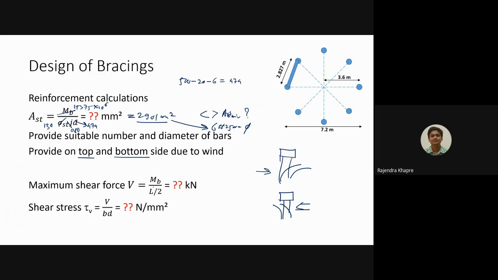V is nothing but MB divided by length of the bracing divided by 2. So MB is 153.75 into 10 raised to power, let us not go in newtons and mm. The length of the bracing: in this figure you can see I have already calculated it, because we know that from here to here it is 3.6 and the angle over here is 45 degree. So you just do the math and you will get the values. So the length of the bracing is 2.8728. How much is the shear force in the bracing?